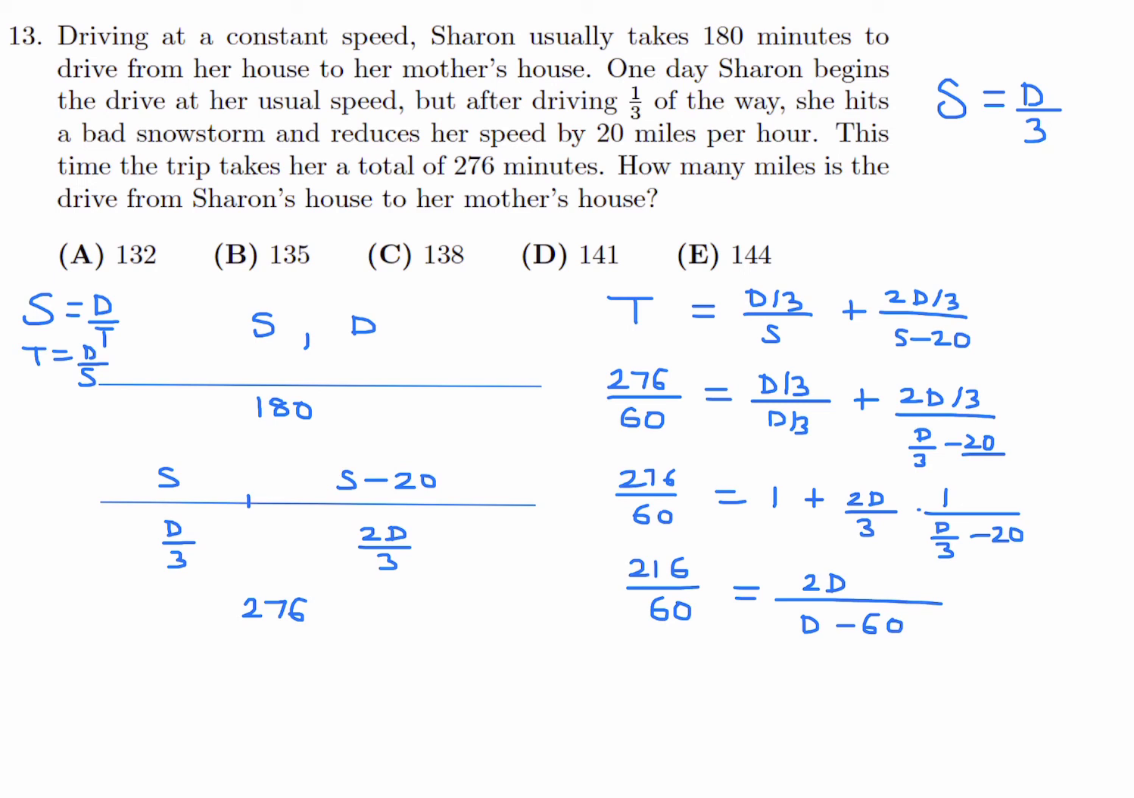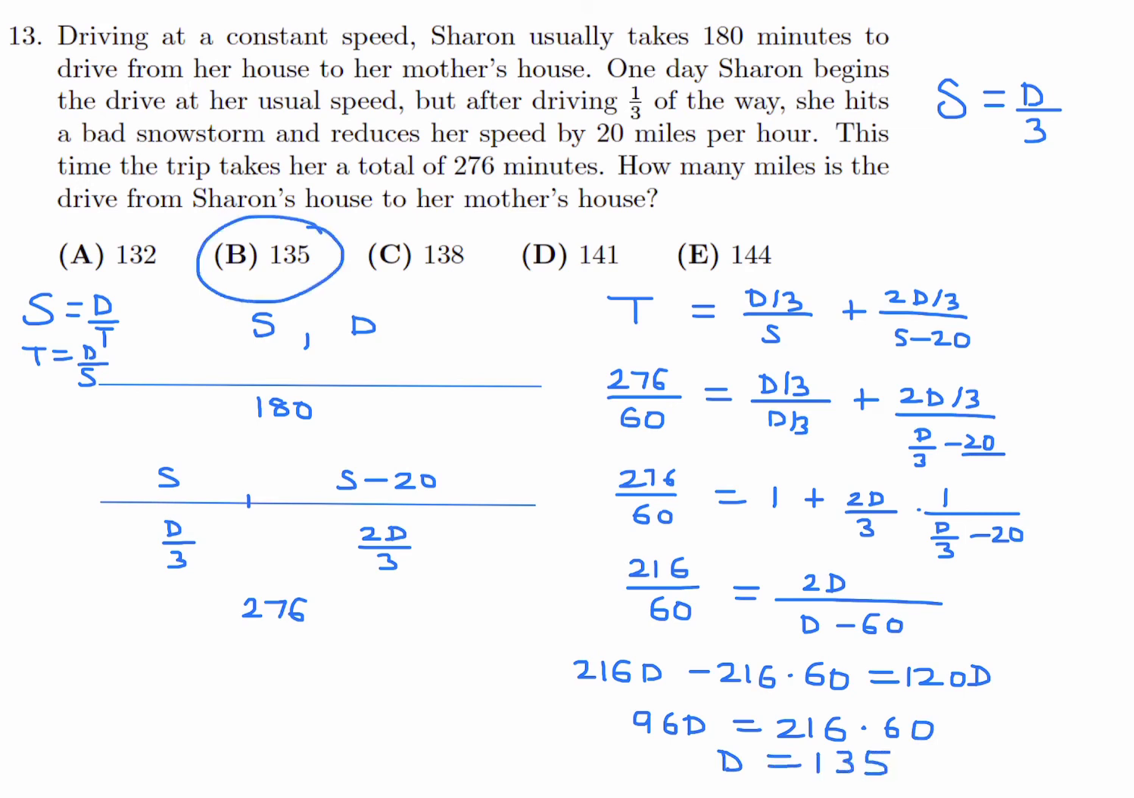We cross multiply, and we get 216d minus 216 times 60 is equal to 120d, and therefore this will be 96d is equal to 216 times 60, and therefore d, when you do this math, is 135. So number 13, that answer is B.